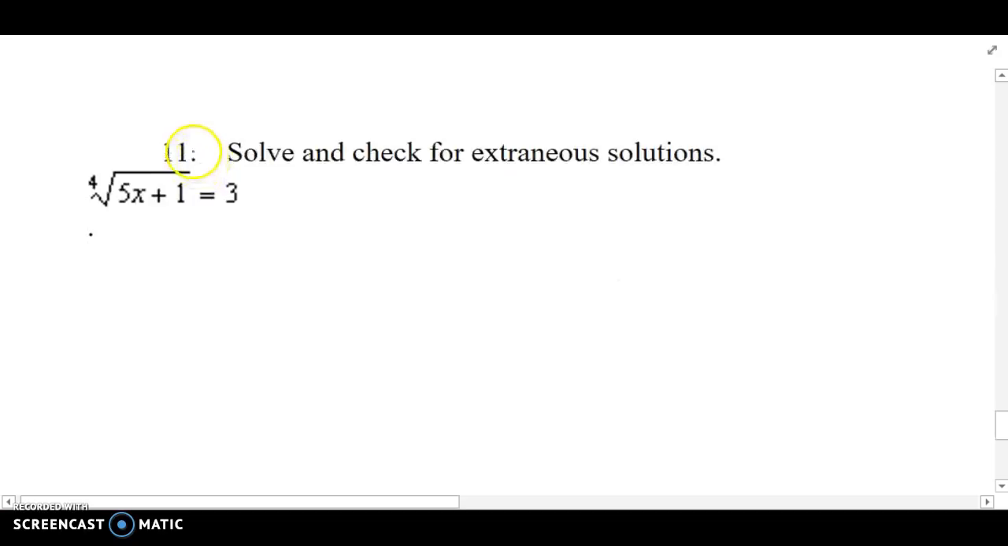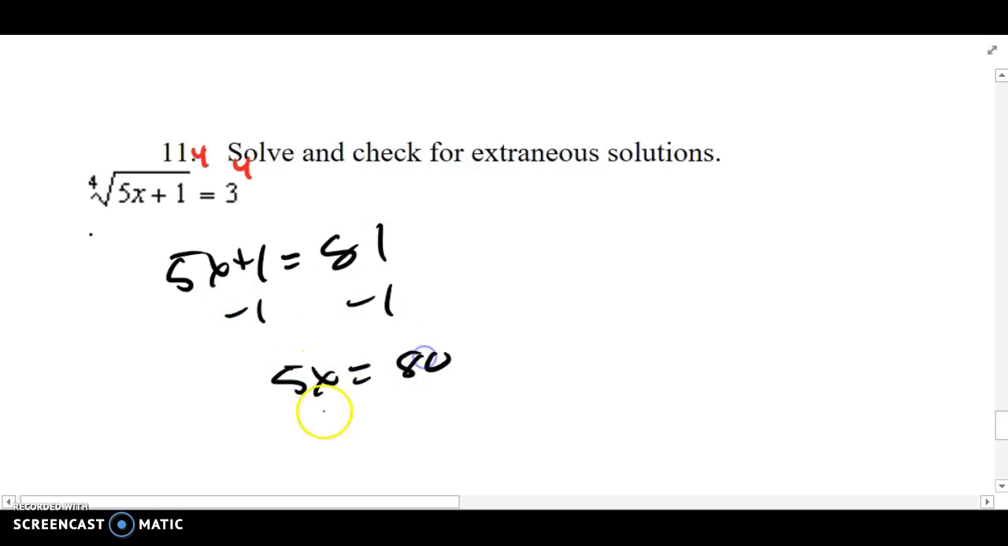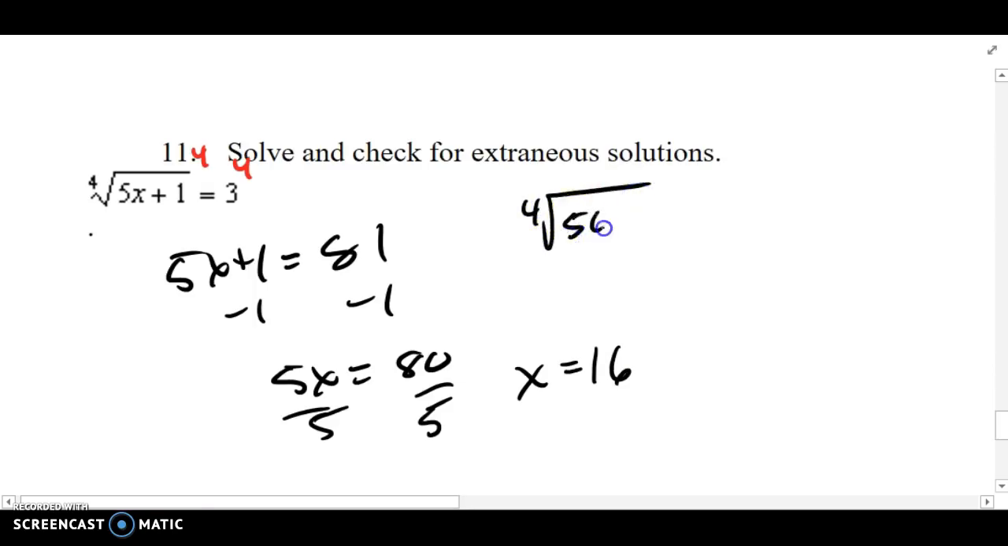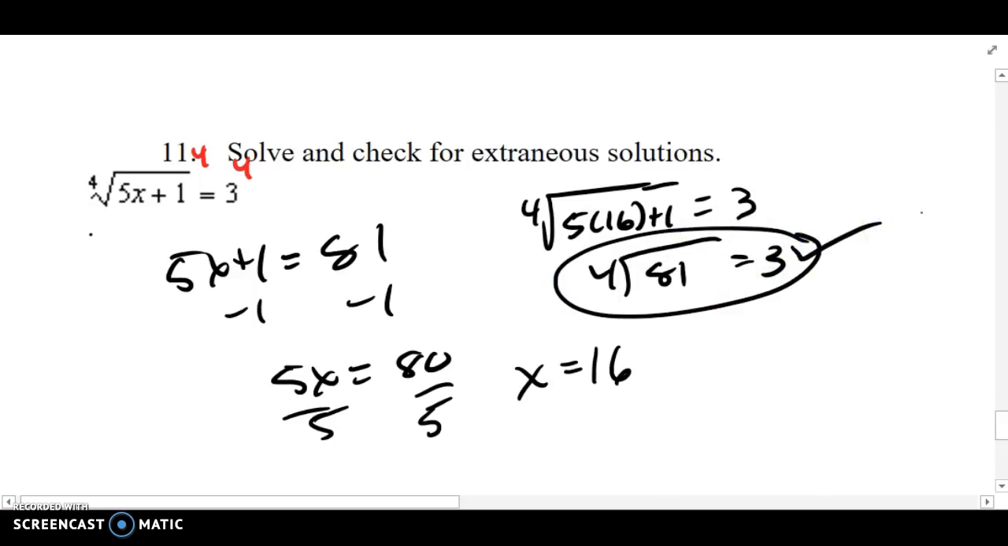So we're going to solve this and check for extraneous solutions. This is a root 4, so we're going to use a power 4 to get rid of that. So we're going to get 5x plus 1. 3 times 3 is 9, times 3 is 27, times 3 is 81. Then we're going to subtract 1 and divide off the 5. So x is equal to what? 16. Then we're going to substitute it in to see if it works, to check it. That's the fourth root. 81 is what that becomes. That does work. It is an answer.